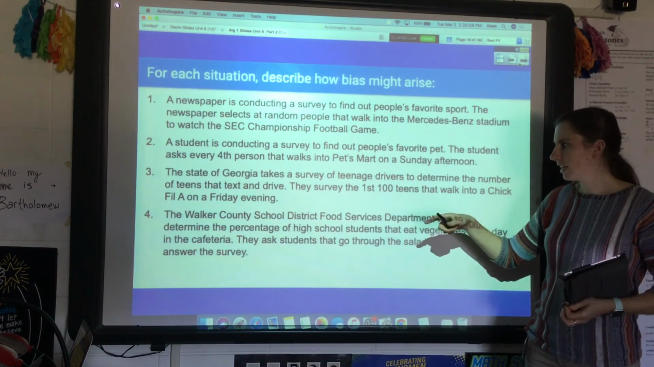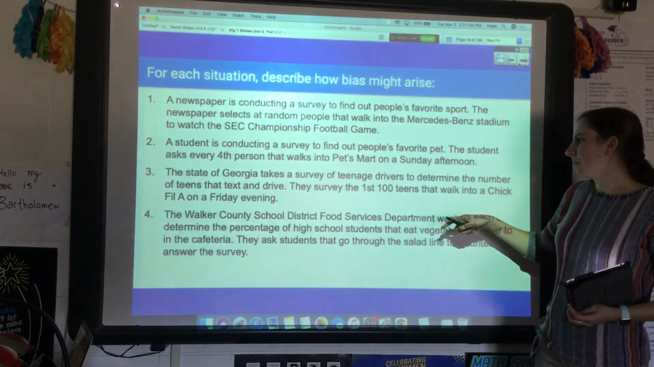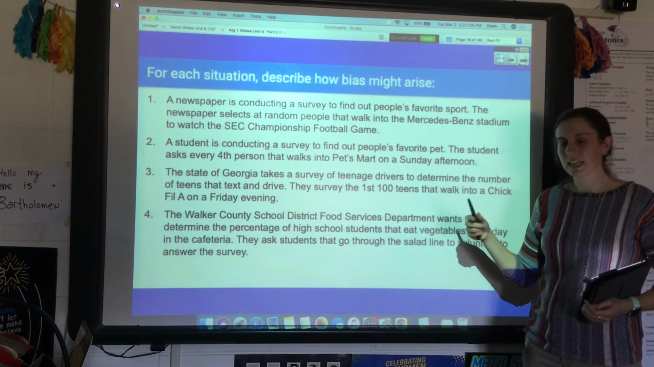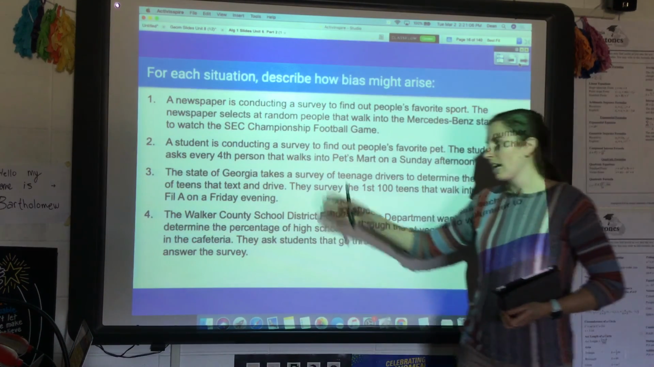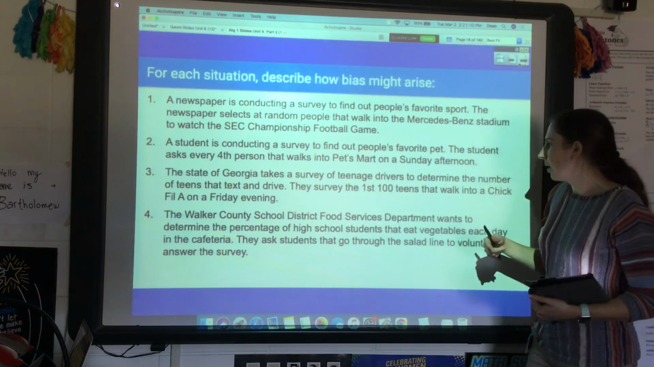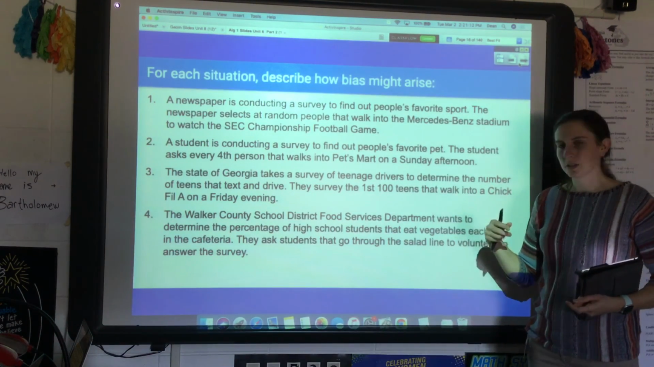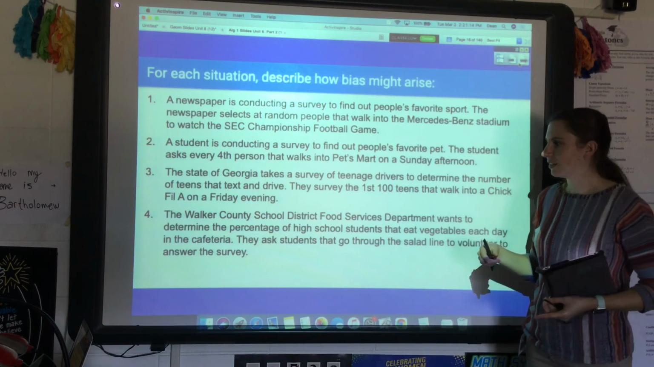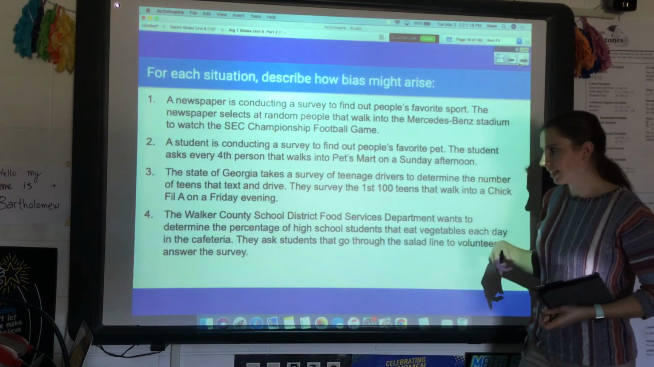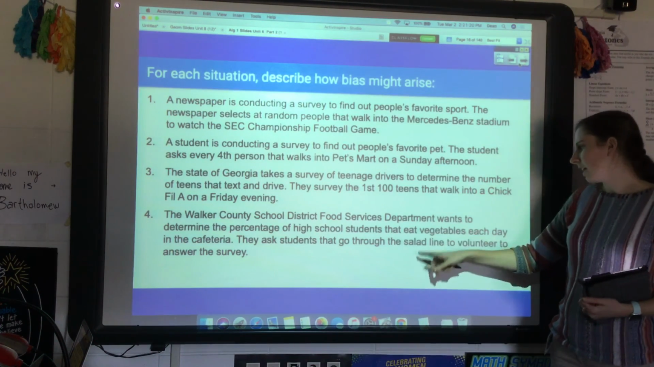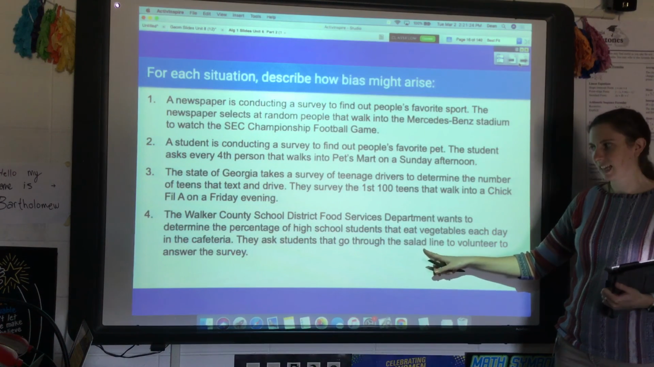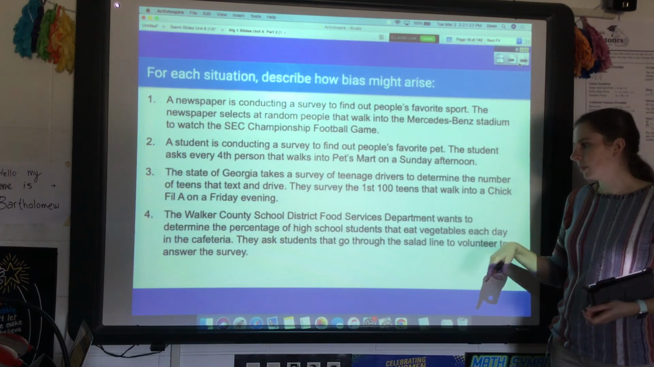On number 3, they're going to ask the first 100 teens that walk into a Chick-fil-A. Again, this is one particular place, at one particular day, at one particular time, which is a problem. Also, teenagers might not be that honest with you if they text and drive, so that's a reporting bias there. And then on this one, they're only asking people in the salad line, so that's obviously a problem.